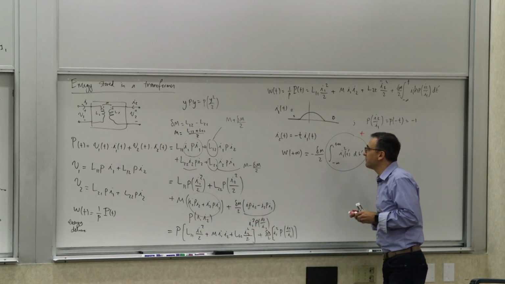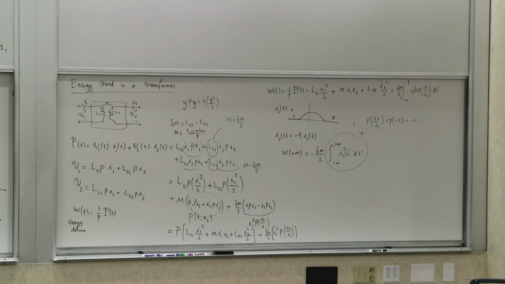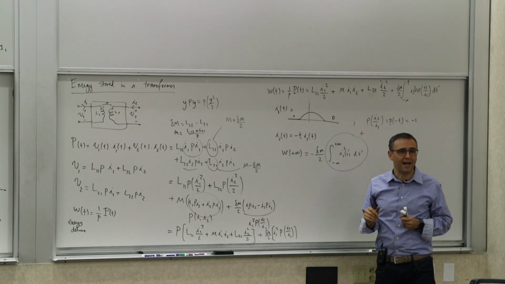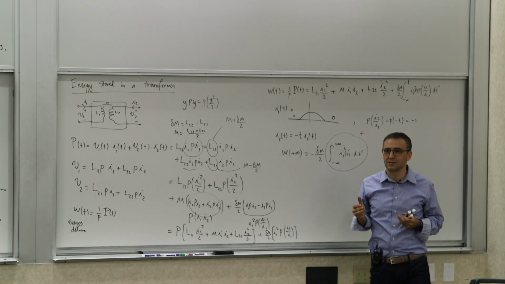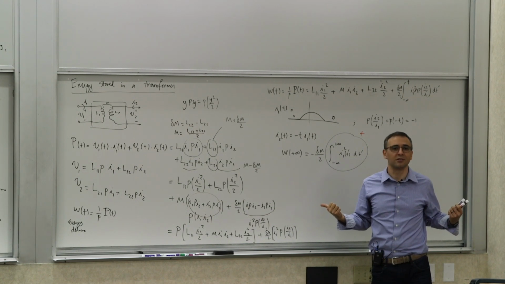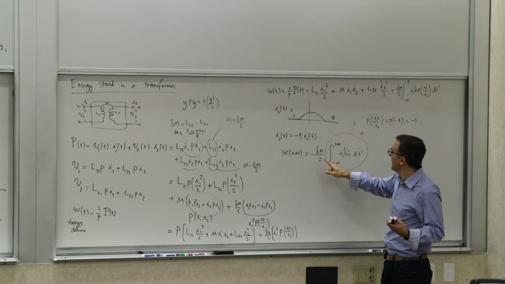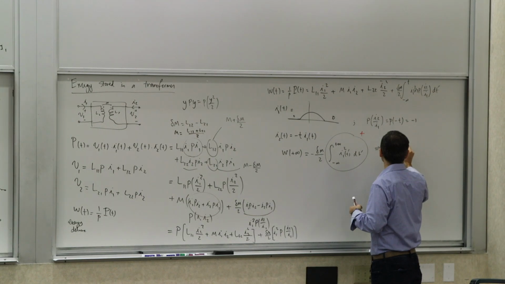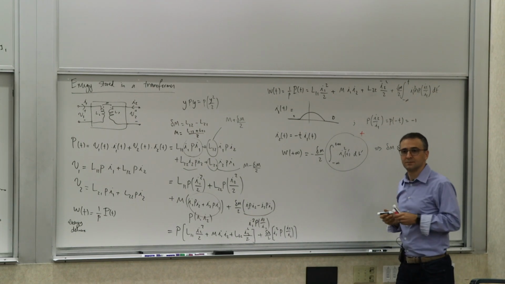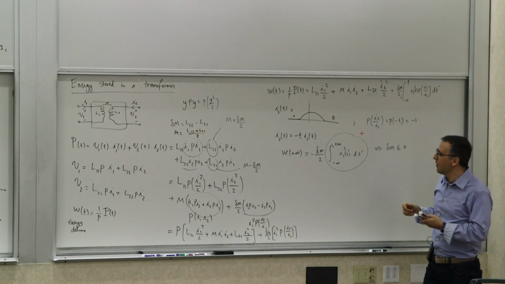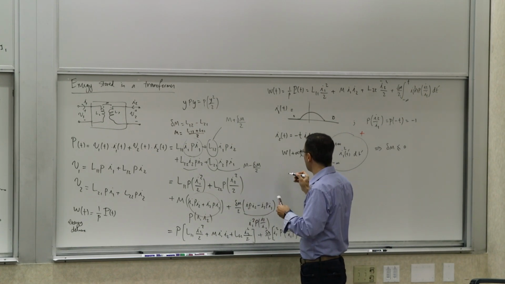So this is a positive. But remember, this is a passive element. So the total energy delivered from negative infinity to positive infinity to it has to be positive, right? Because if it's negative, it means that it has produced net energy in the course of history, right? So therefore, it means that in this case delta m needs to be smaller than or equal to 0. Agree?